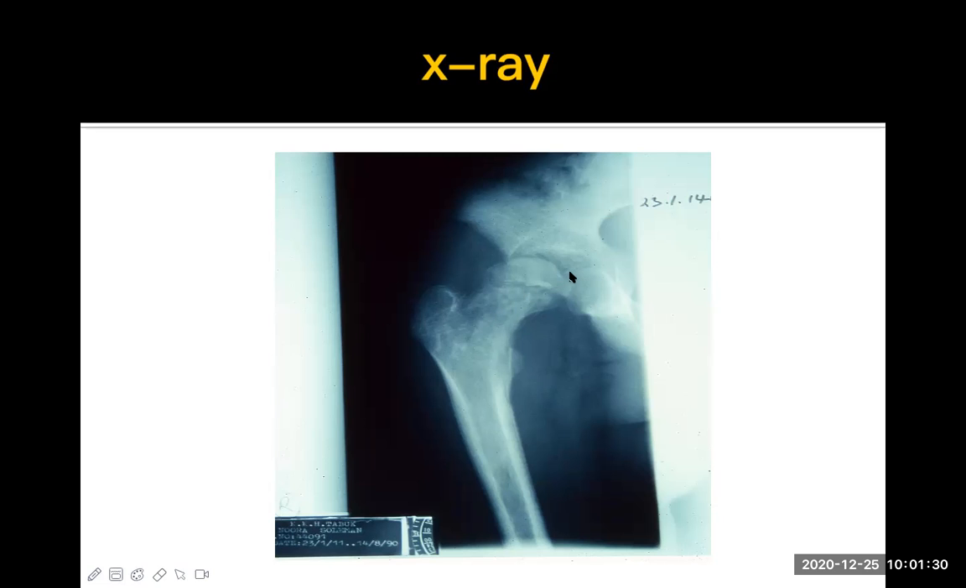So I can see some irregularities here in the acetabulum, and the head of the femur is also not that very rounded one. So probably, okay, cannot pinpoint by this X-ray. We need the help of some other test. So it may be a case of tuberculosis of the hip.